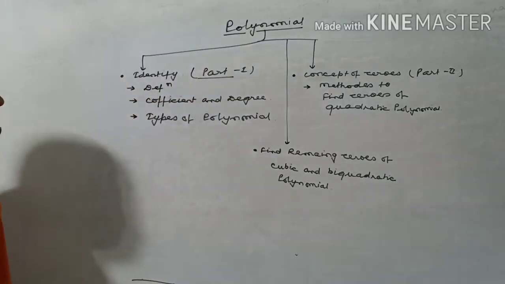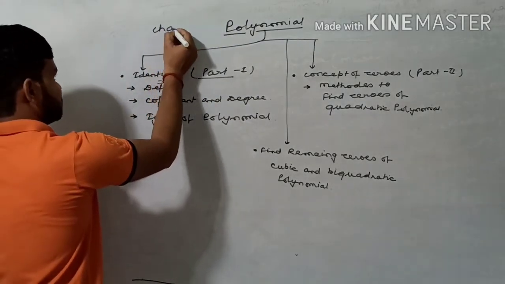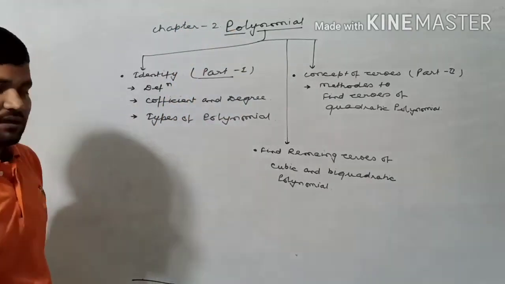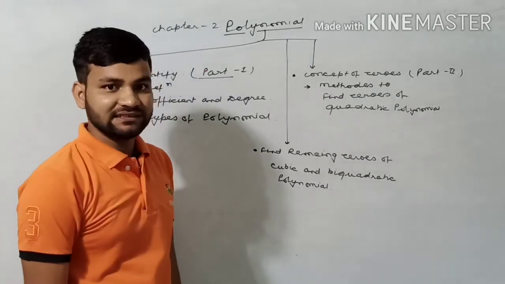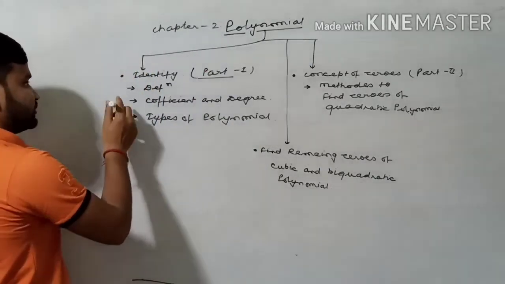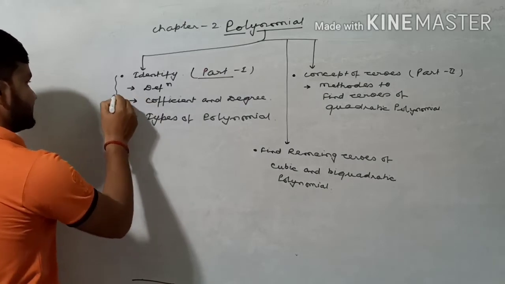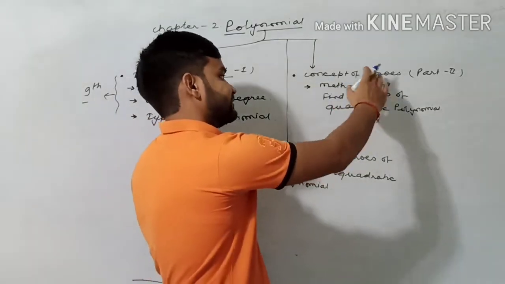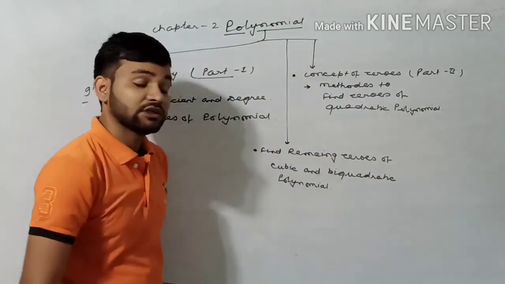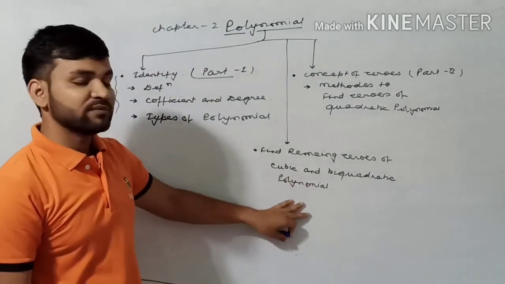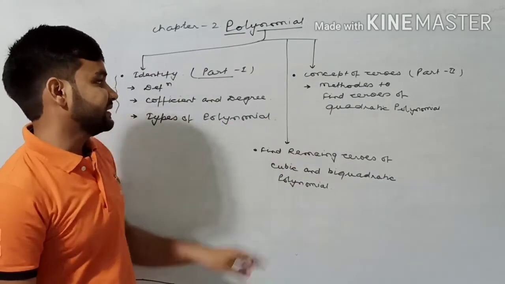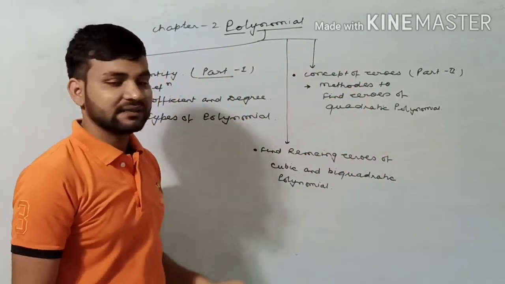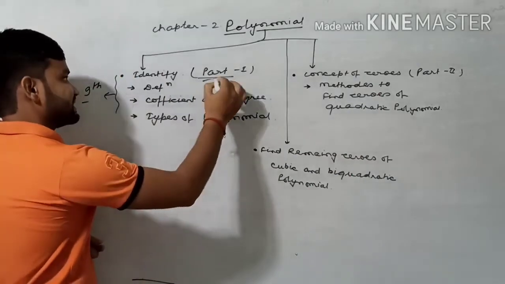Clear? This is chapter 2 of class 10th, or chapter 2 in class 9th also. This topic is also related to class 9th, and more about the concept of zeros, and finding the zeros of cubic and biquadratic polynomials we have to read in class 10. So firstly we discuss part 1, and after that part 2 and part 3. Today we are going to discuss part 1.